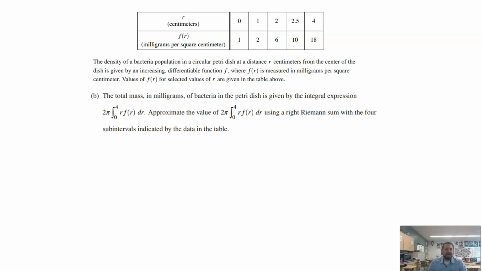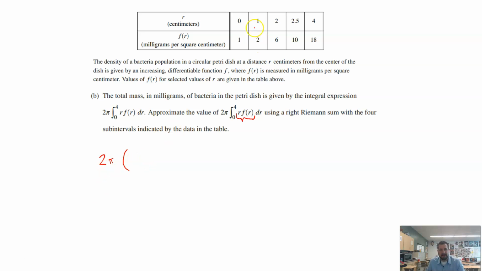Letter B says the total mass in milligrams of bacteria in the petri dish is given by the integral expression 2 pi times the integral from 0 to 4 of r times f of r. And it wants us to approximate that using a right Riemann sum. Now where this differs, and this is the only place that I thought this problem was a little bit tricky, is we are doing a right Riemann sum, but you'll notice the function we're looking at is not just f of r. It's r times f of r. So anytime we need to tell how tall our rectangle is going to be, I need to plug in both the r and the y value at that time.